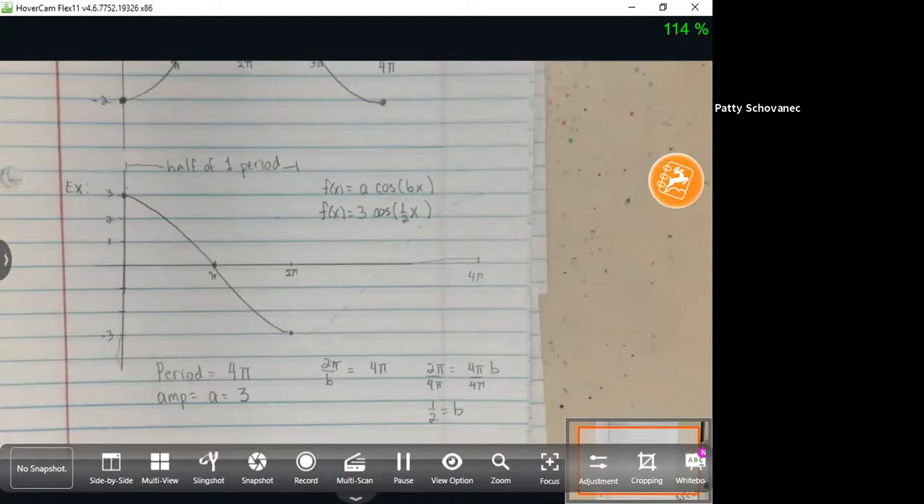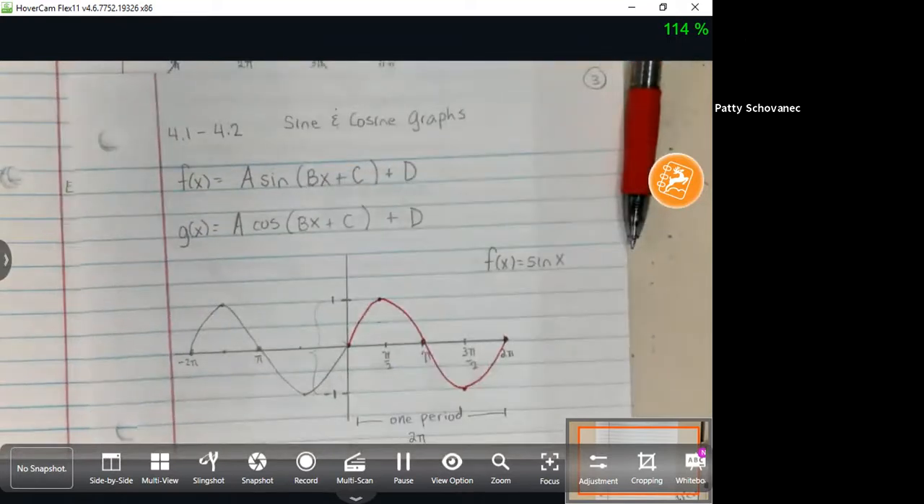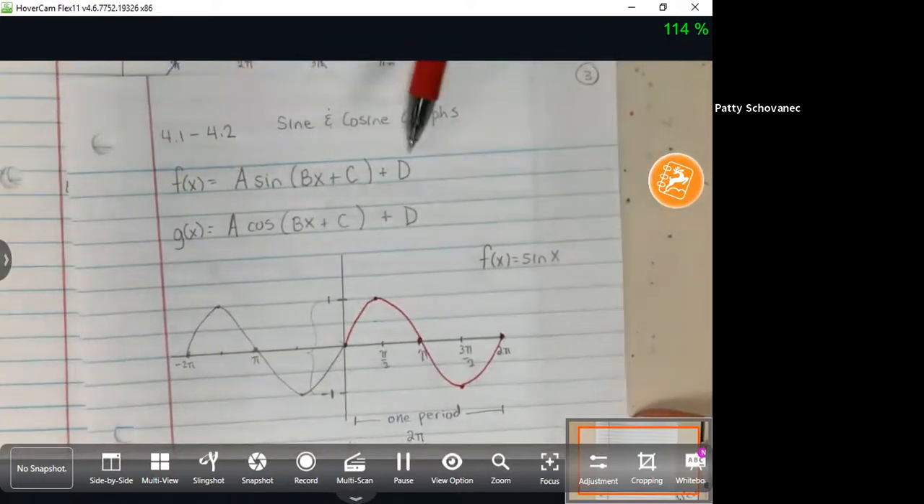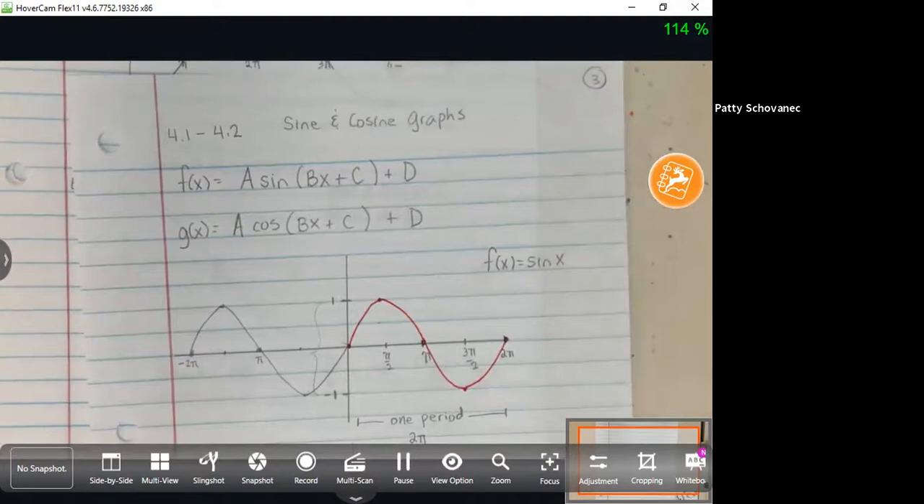Okay. So you have to look for your basic shape and then figure it out from there. And I'm going to make it harder for you because now I'm going to take that basic shape and move it left or right. To move it left or right, we're going to add a number inside here. When there is action done inside the rule, that's affecting x's. When there's action done outside the rule, that's affecting the y's. So putting a number here is going to pick the graph up and move it left or right.